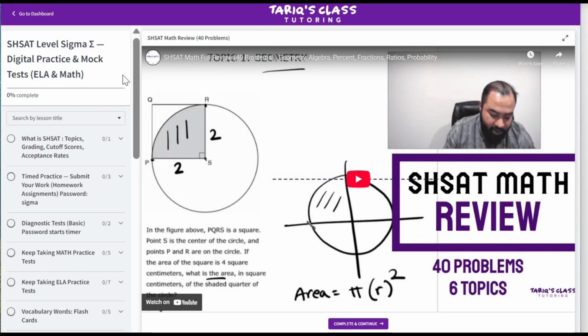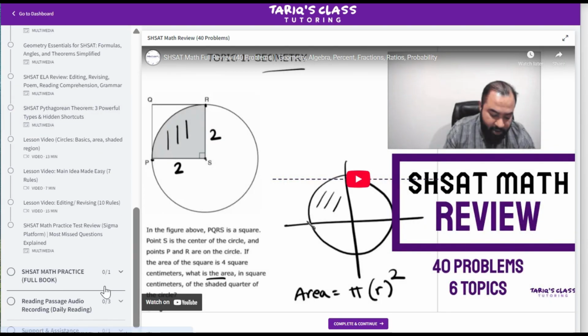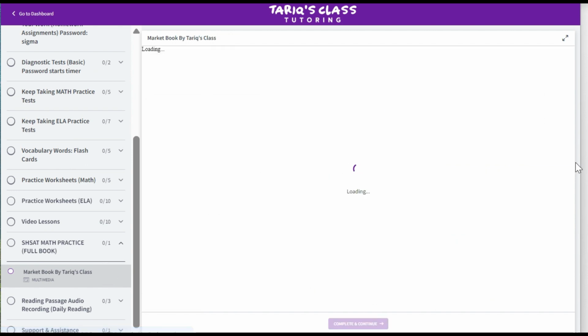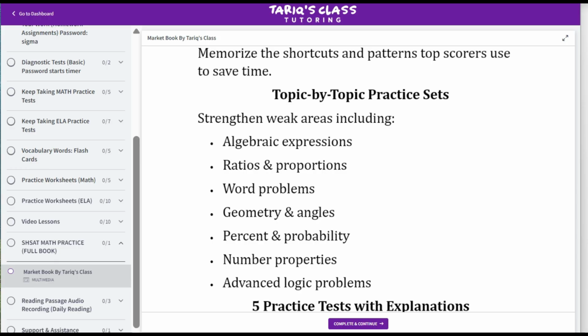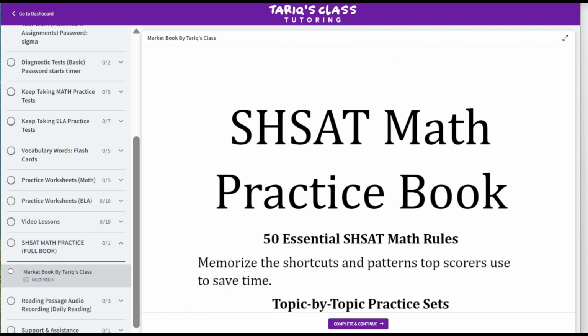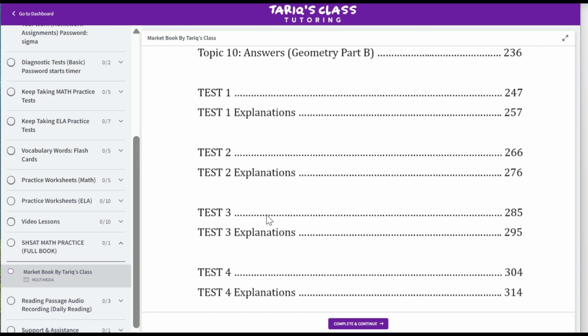One of the best parts is that I also added my SHSAT book that you find on Amazon.com. If you like to practice on books, then you can definitely buy that. Or, I have the PDF version of it on my Sigma platform.